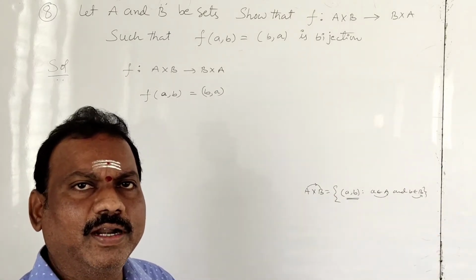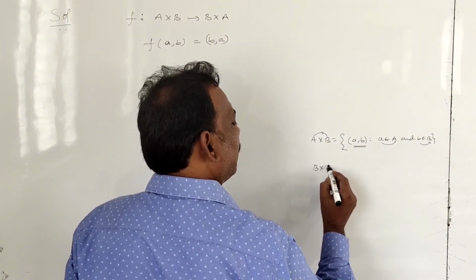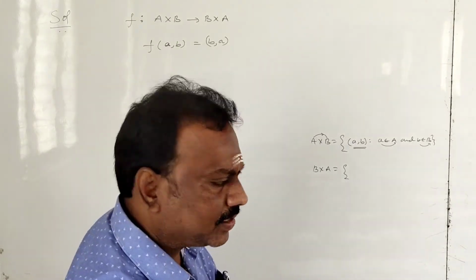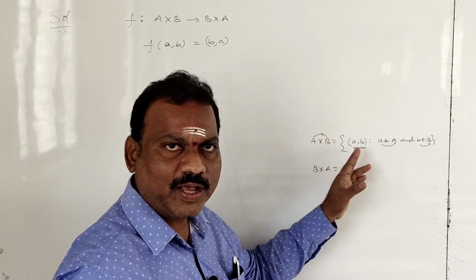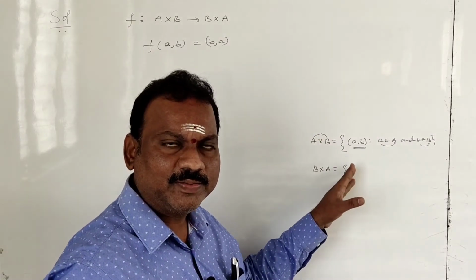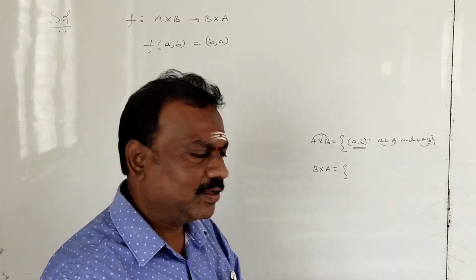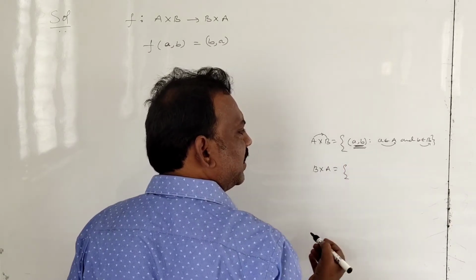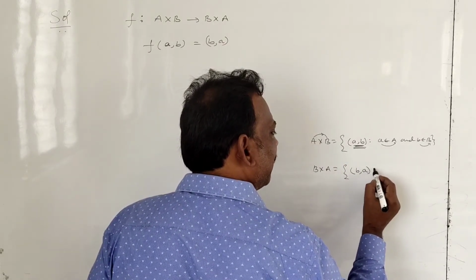Pick one and write it. But what does it mean, B cross A? B cross A is the set of all possible ordered pairs from B to A. This is A to B. If A to B is possible, then there must be B to A also. But their ordered pairs are different. So if one ordered pair in A cross B exists, it must be in B cross A also. But their format is different.